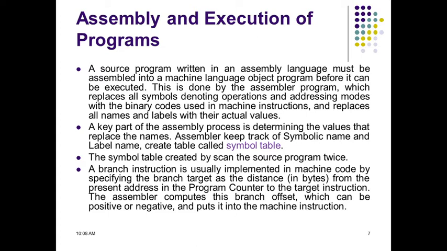The assembler program will replace all the symbols denoting the operations and the addressing modes with the binary codes which are used in the machine instructions. Then it replaces all the names and labels with their actual values. The assembler will assign the addresses to the instructions and the data blocks starting at the address given in the origin assembler directives. It also inserts constants that may be given in the data word commands, and it will also reserve the memory space as it is requested by the reserve command.